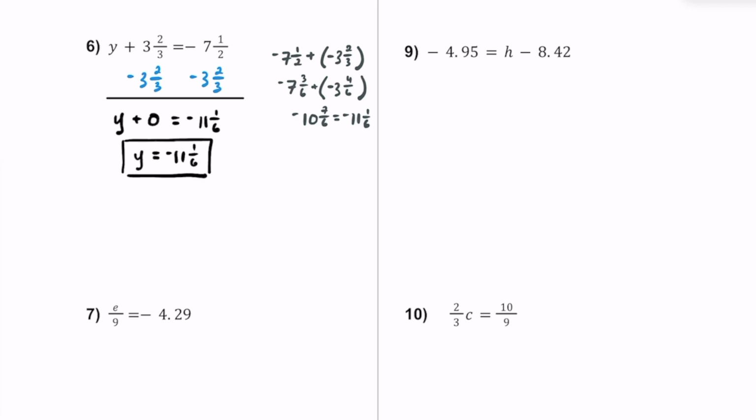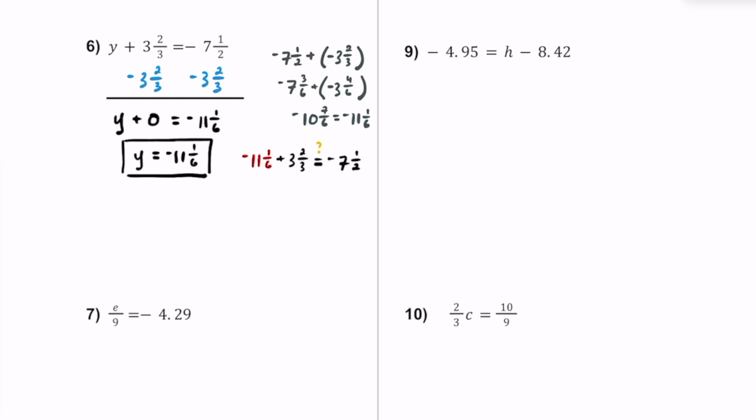But how do we verify this? Well, we can substitute it into the original equation. Take this, substitute it here just to double check. So let's take this negative 11 1/6. Let's add the 3 2/3 and see if this is going to be equal to that negative 7 1/2.